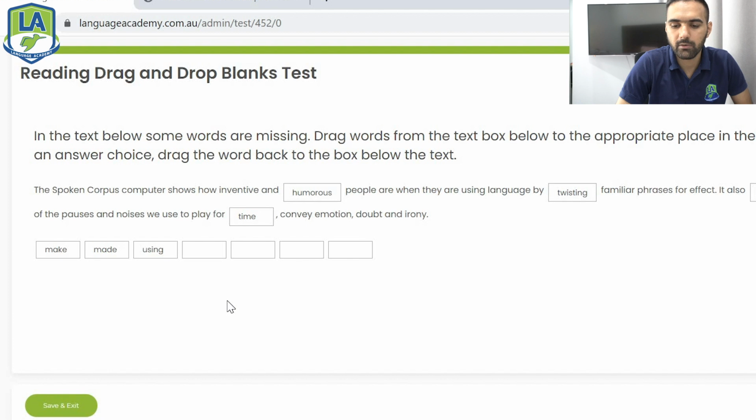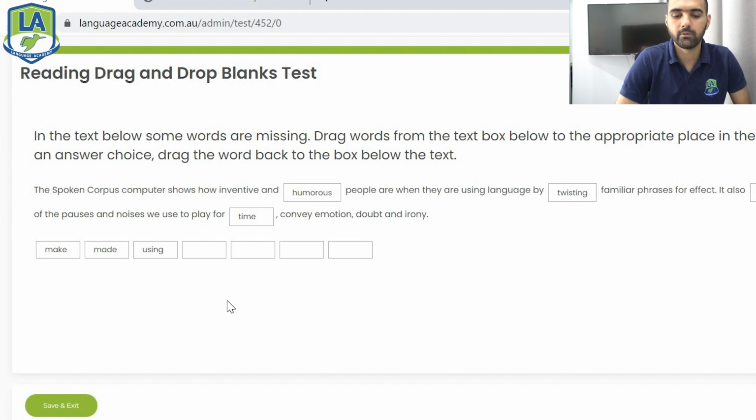They're using language by what? They're twisting the message, or they're twisting the dialogue for effect. It also, it, you always use plural. It also reveals, and then time, emotion, doubt and irony. So this is how you solve it.